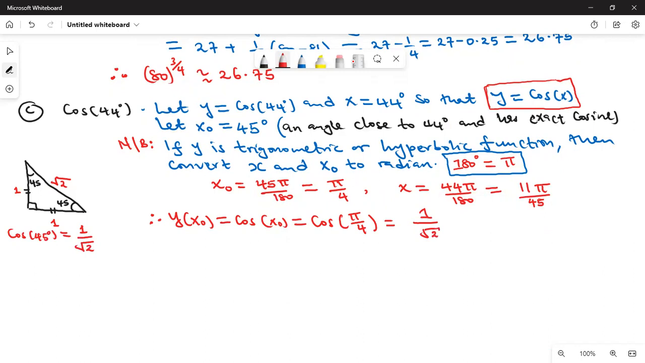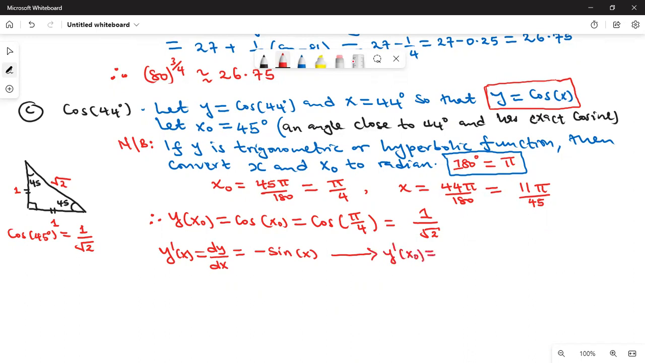What else do I need? I need y prime of x. Y prime of x is the same as dy/dx, which is equal to, differentiate cosine, you get negative sine x. You get negative sine x. Now from here, we can find y prime at x naught.